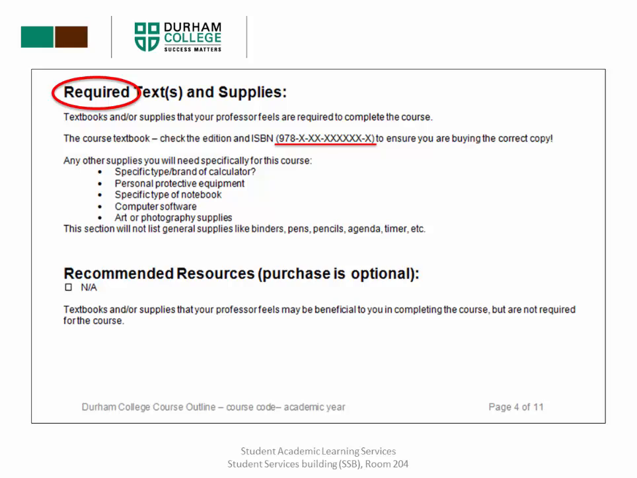This section will also list if you need a specific type of calculator, lab equipment or protective clothing, specialized software, notebooks, or other supplies. The next section, the recommended resources, are just that. These are resources that your professor feels will assist you in completing the course, but aren't required. This section might list additional books, web resources, or software. It should be mentioned that you will need other supplies than those listed here. Your course outline will not list general study tools such as binders, dividers, pens, pencils, or your student handbook, because you'll need these supplies for all courses.